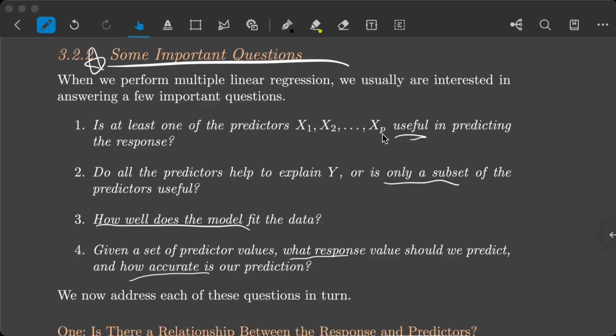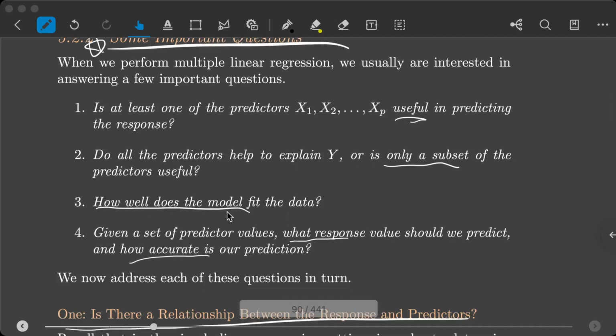So the first one is about whether at least one of the predictors is useful. Sometimes we collect a lot of data, and we have some predictors and a response value. We want to assess whether these predictors will help us predict the value y, or response. This is about at least one, it means whether it helps or not. The second one is more detailed. It's about which part of the predictor is useful.